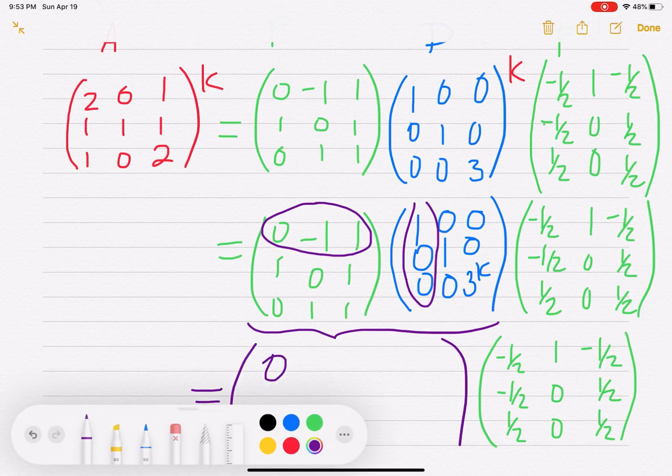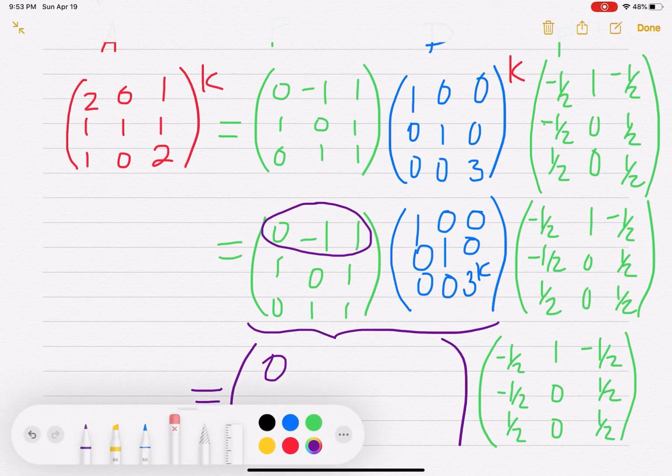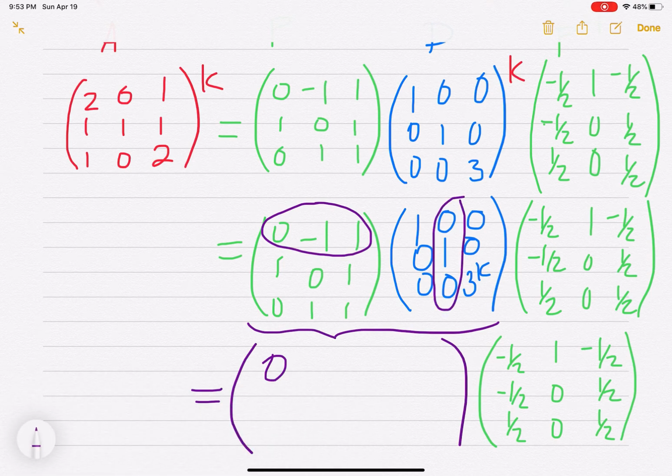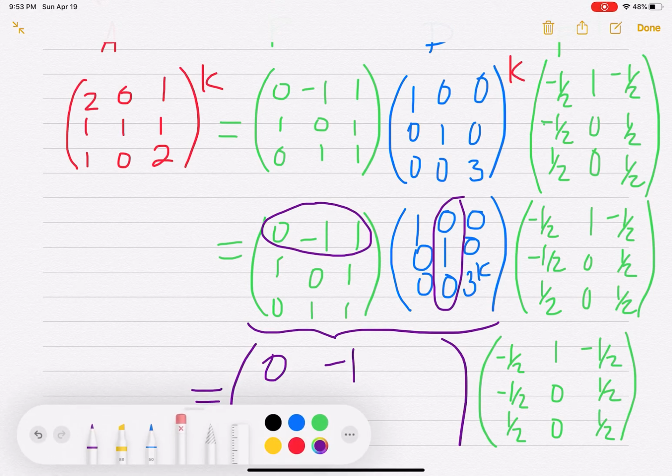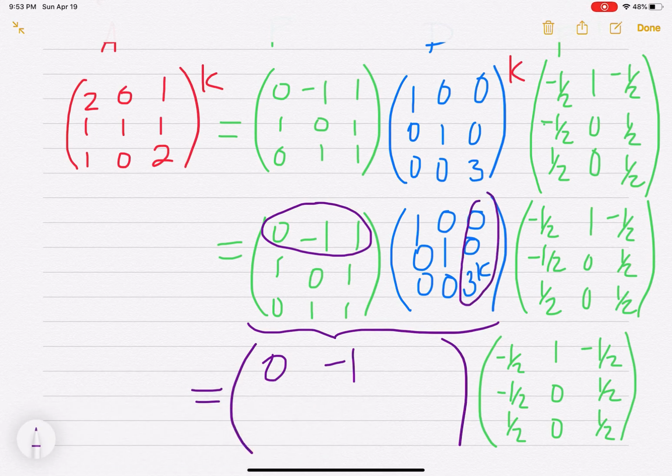All right, first row, second column. So have 0 times 0, 0, plus negative 1 times 1 is negative 1, plus 1 times 0 is 0. So I got negative 1. All right. First row, third column. Dot product. All right, 0 times 0 is 0, plus negative 1 times 0 is 0, plus 1 times 3 to the k is 3 to the k. There we go, we got a 3 to the k.